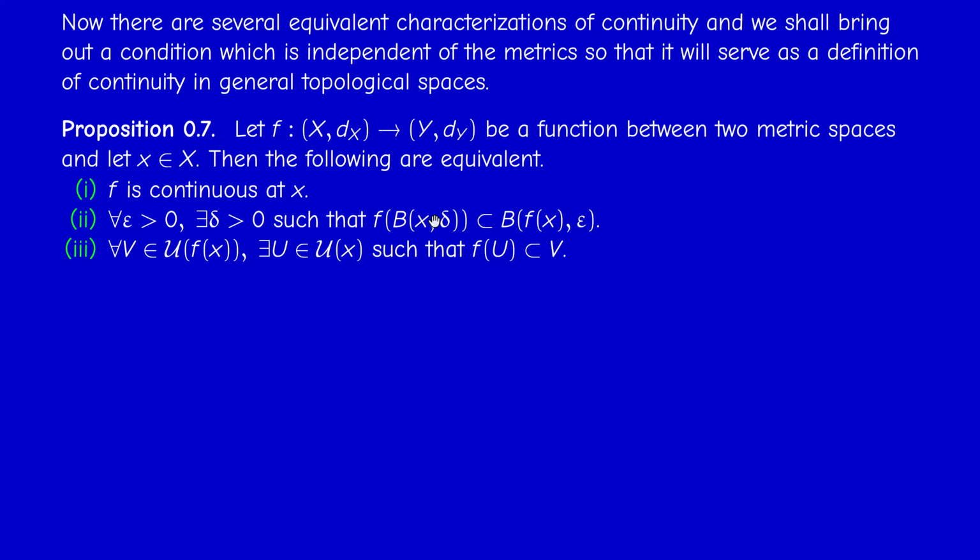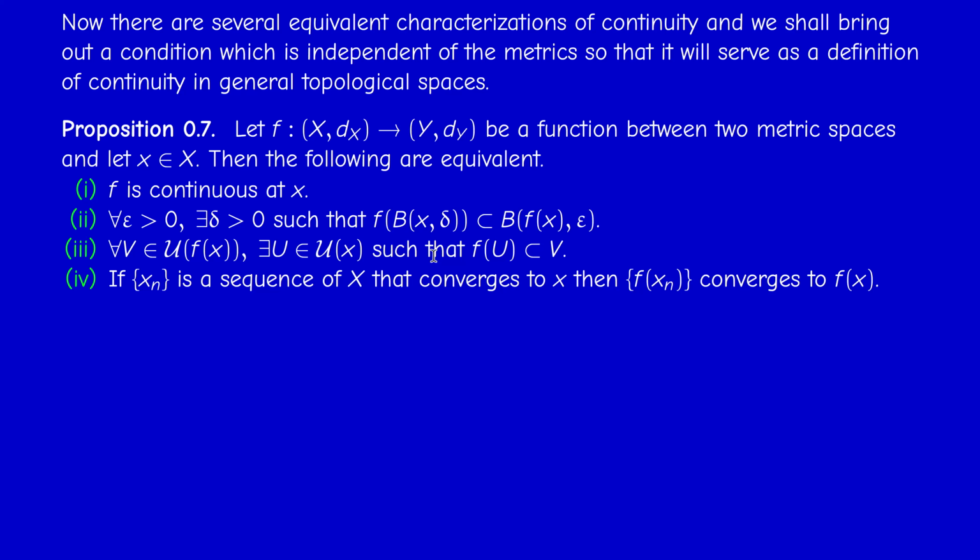And now, since balls are neighborhoods of their center, and any neighborhood of a point contains a ball of that center, then we can restate condition 2 in terms of neighborhoods. So for any neighborhood V of f of x, we can find a neighborhood U of x whose image under f is contained in V. So just the same thing.